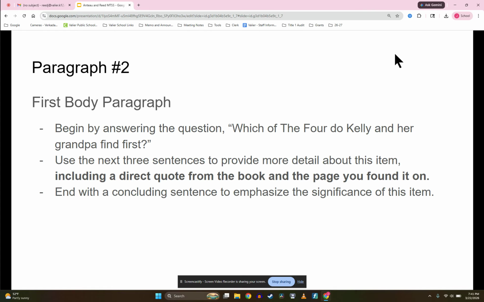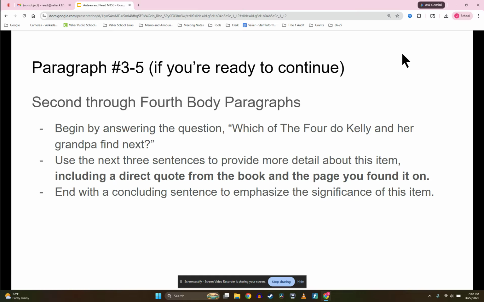For paragraph 2, this is your first body paragraph, and you will begin by answering the question, which of the 4 do Kelly and her grandpa find first? Use the next 3 sentences to provide more detail about this item, including a direct quote from the book and the page you found it on. End this with a concluding sentence to emphasize the significance of what they find.